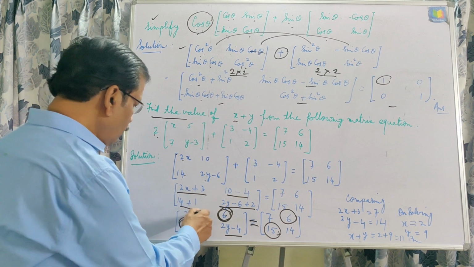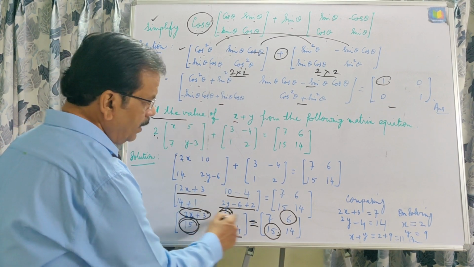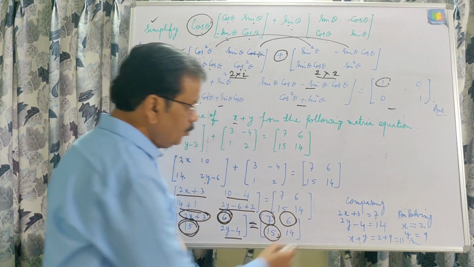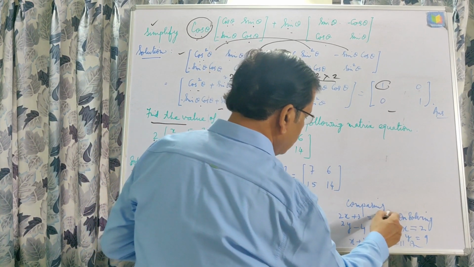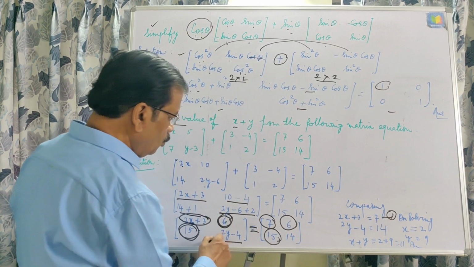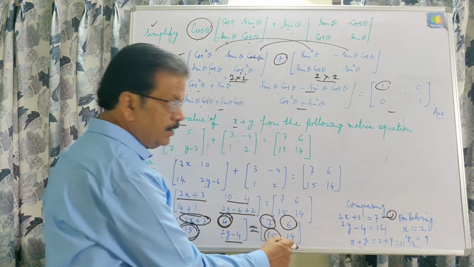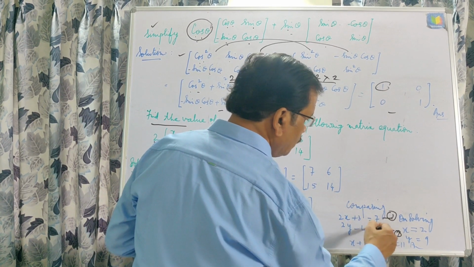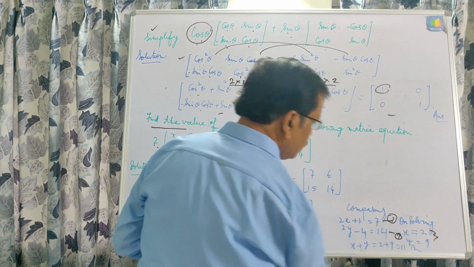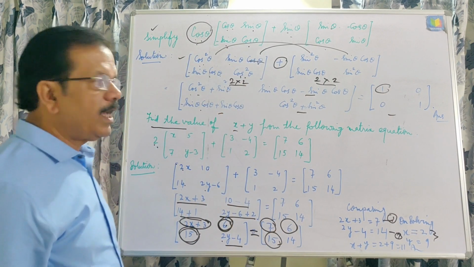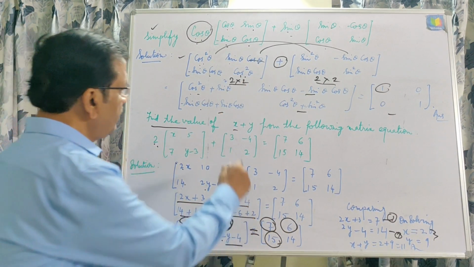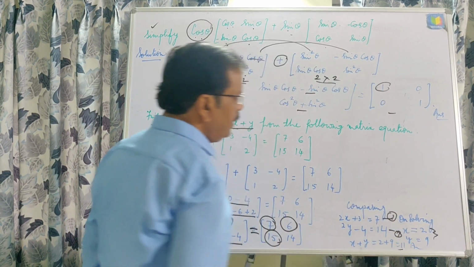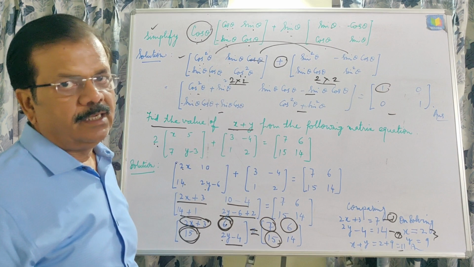Now we are getting 2x plus 3 in the form of variable, which will be equated to 7, so 2x plus 3 is equal to 7, first equation. In the same way, 2y minus 4 equals 14, second equation. After solving these two equations, we are getting x is equal to 2 and y is equal to 9. But we have to find out the value of x plus y. So 2 plus 9, that is 11. This is the answer. Now next question.